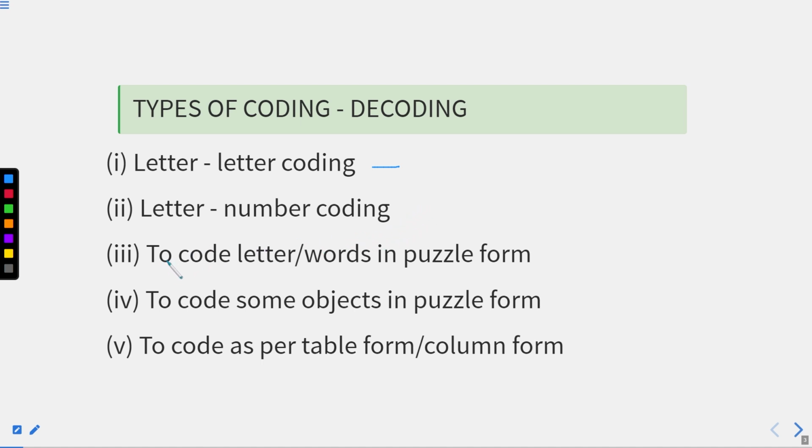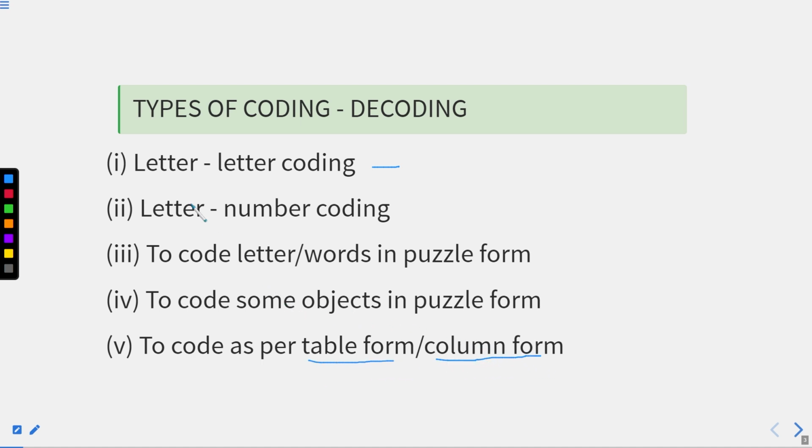The third is to code a letter or a word in puzzled form. We are going to get these kinds of questions as well. The fourth one is coding of objects in puzzled form, where questions have objects coded as per table form or column form. So we have both kinds of things, either table form or column form.